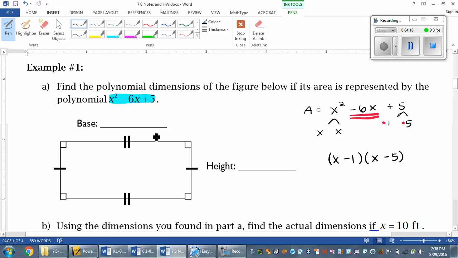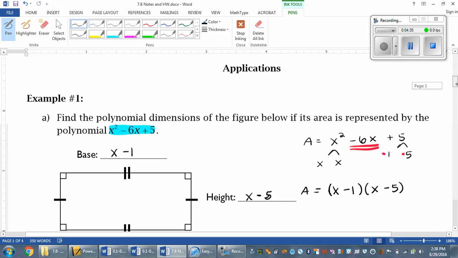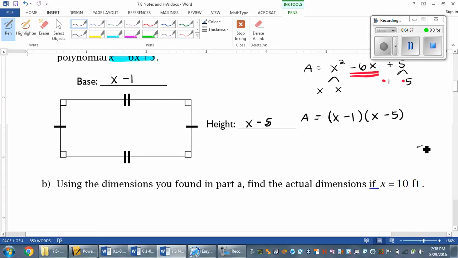Now, it doesn't matter which one you choose for the base or the height. I like to choose the first one for my base, so x minus 1 will be my base, and then x minus 5 will be my height. Okay. Now, in part B, now that we know the base and the height, we're going to find the actual base and the height if x is 10.